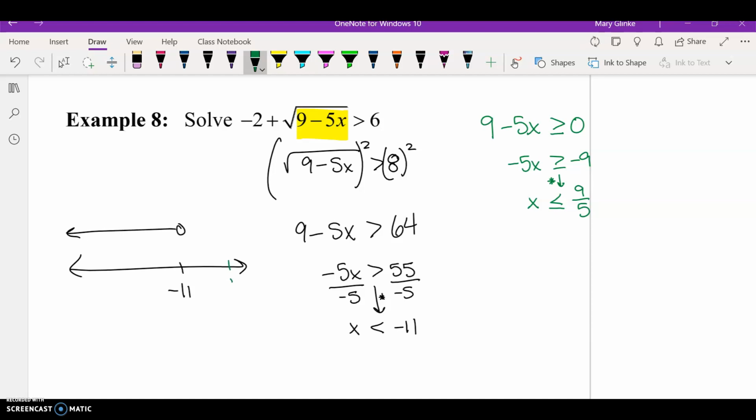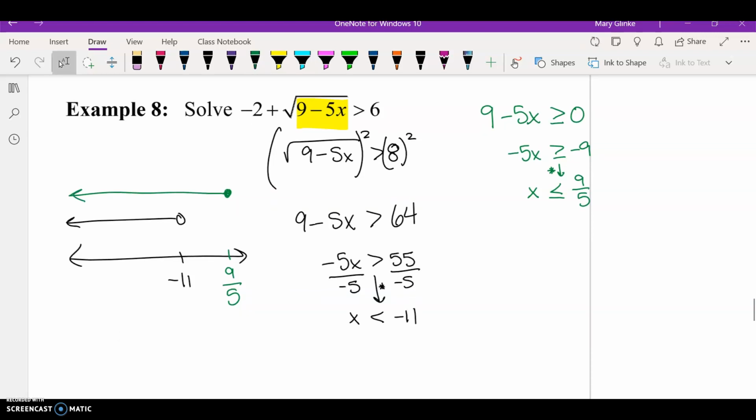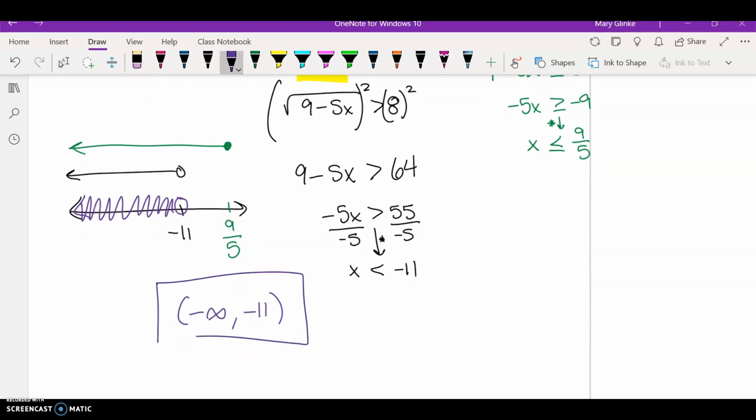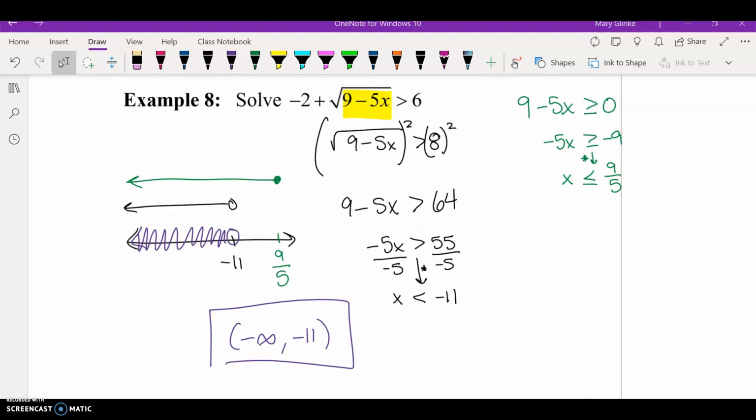So on our graph over here, we're going to put 9/5. This is a filled-in circle, but we want everything less than that due to having to switch our sign. Now we are looking for the overlap. So the overlap is everything that works in both of those, which means we cannot include negative 11 in our final answer. So our final solution is negative infinity to negative 11, or x is less than negative 11.